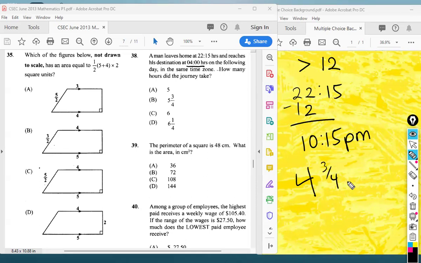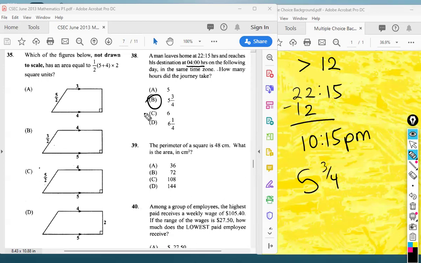Well, let's make sure I have that correct. Sorry, I made a mistake. It's 5. You're right. It's 11 o'clock, then 12, 1. Yeah, it's 5. Sorry, my mistake, guys. I know what I did wrong there. 38 is B.